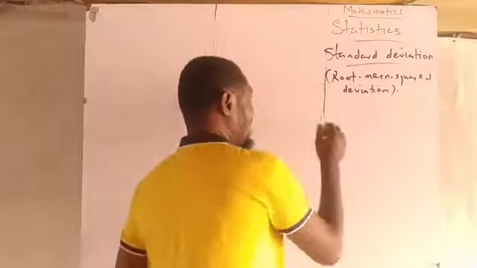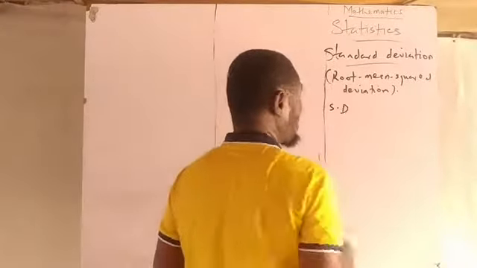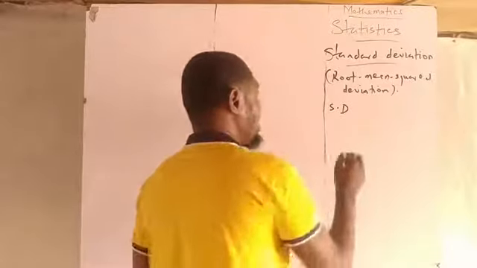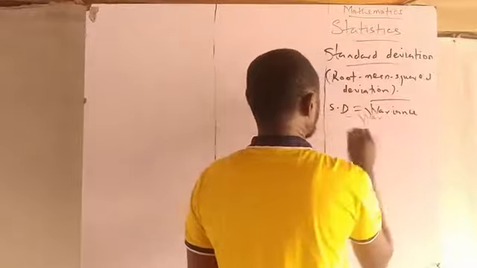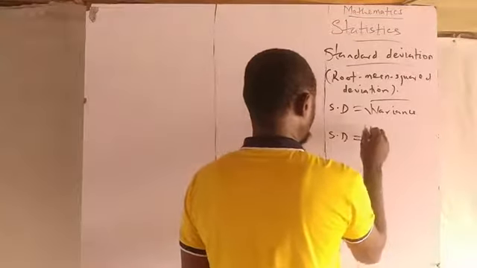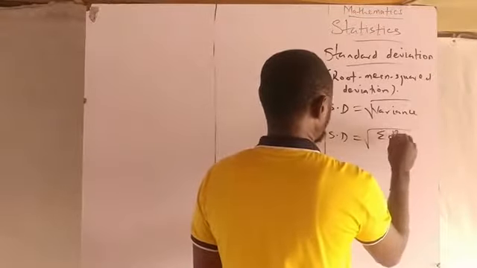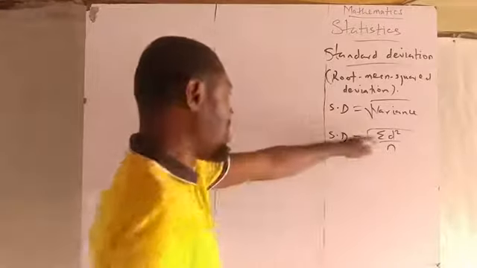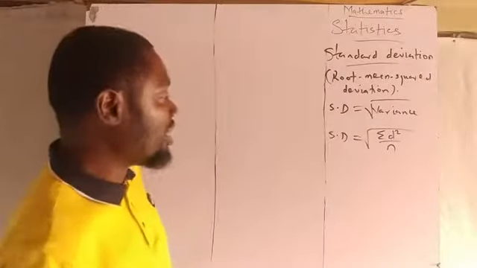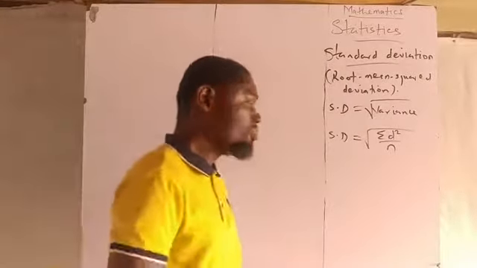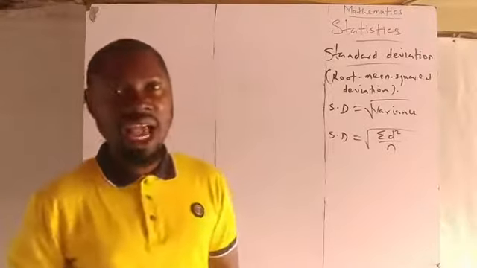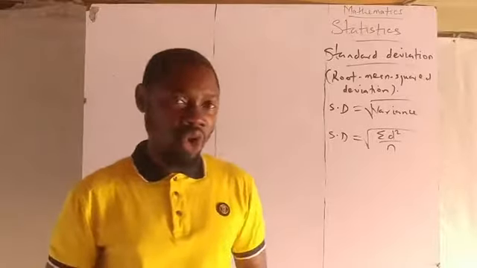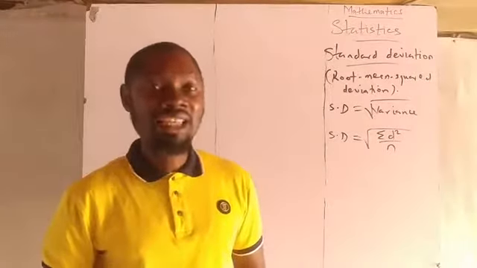So the formula for standard deviation will be SD. I'm using SD for standard deviation. SD is equal to the square root of variance, or SD is equal to the square root of summation d square all over n. Note that that is your variance. So if you calculate your variance, find the square root of that variance. The answer you get is known as your standard deviation.